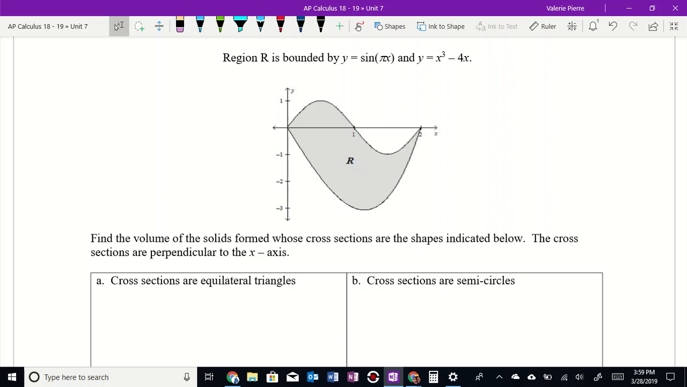So there are a few things that we need to know. First thing that we need to know is which function would be the upper function, which function would be the lower function in this situation. So we have two functions. We have this oscillating function and we have this curved function. The oscillating function very clearly is going to be our sine pi x function. Our curved function will then be x cubed minus 4x.